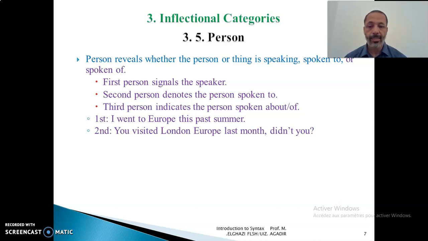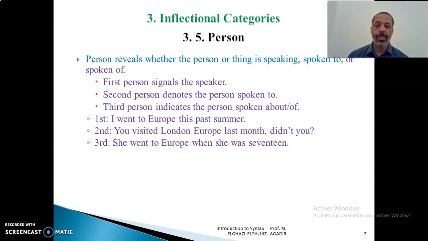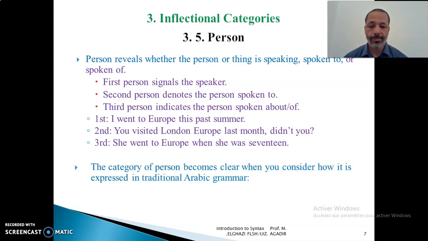In the second case, which means in the second person, I am the speaker and somebody else has done the action. In the third case, which is third person, I am the speaker, but the doer of the action is not in front of me. He is away, he is somewhere else, he is absent.